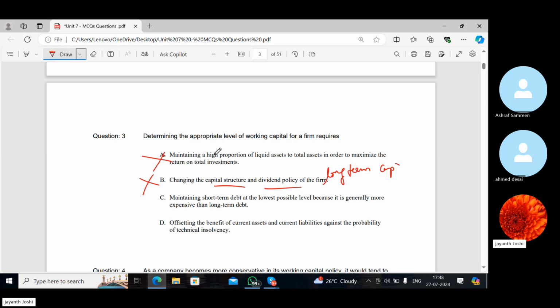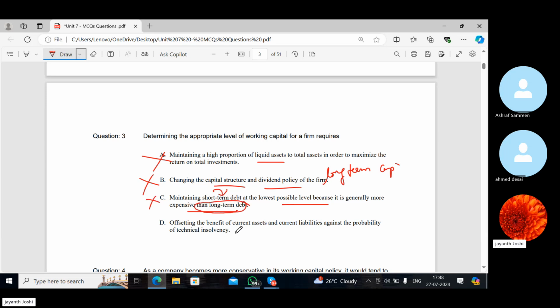And maintaining high proportion of liquid assets to total assets, no. Total assets, if at all, is increasing, that will give you more return on total investments, not liquid assets. Liquid assets are small proportion of total assets. Maintaining short-term debt at lowest possible level because it is generally more expensive than long-term debt. Who told? Short-term debt is usually less expensive than long-term debt. You pay more interest on long-term debts. All the options are wrong.